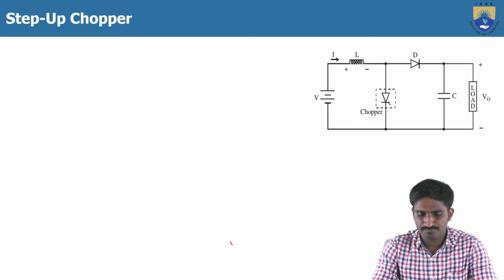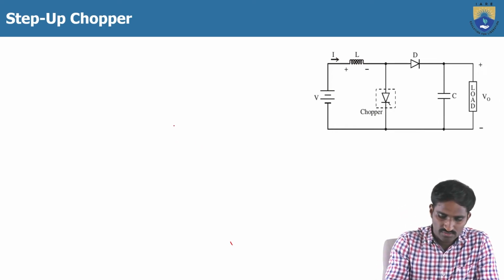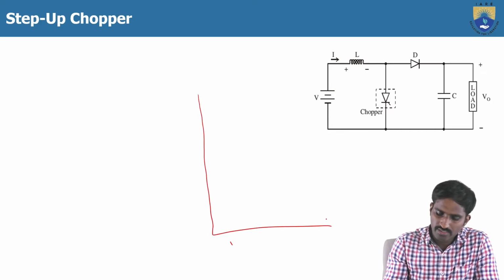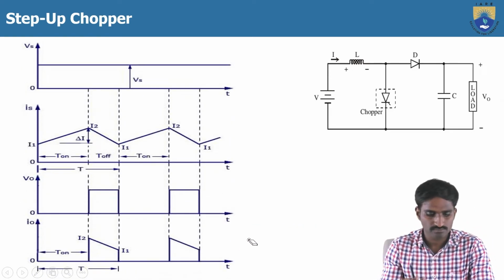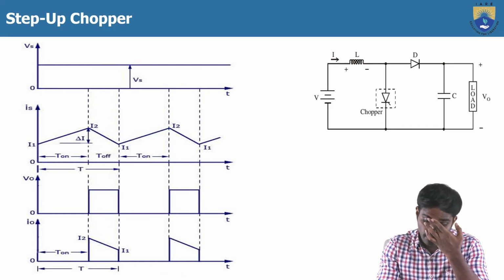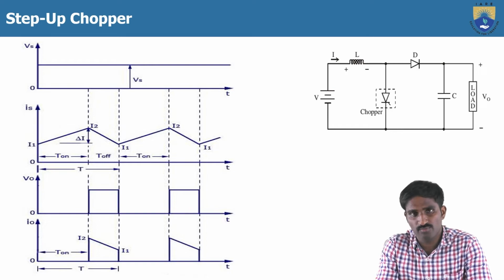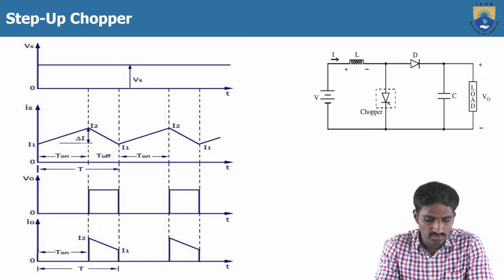Again here also we have to draw the output voltage and current waveforms. Let me just try to draw here, or I have already drawn. Let me explain the operation simply by using that circuit. These are the output voltage and the current waveforms. Initially the chopper is in the off position. First we have to turn on the chopper. So I have just turned on the chopper by giving the gate signal to the thyristor.